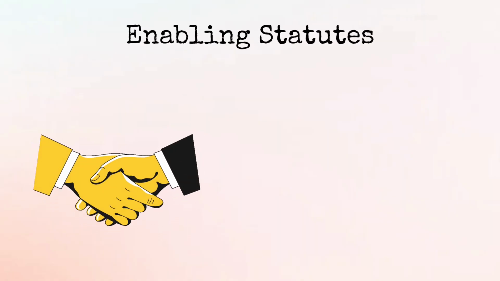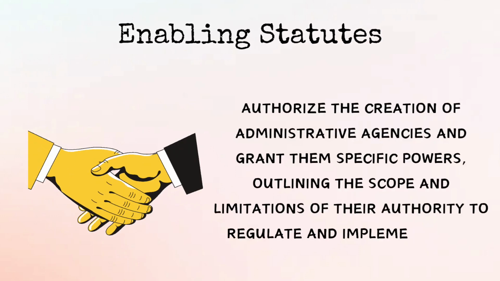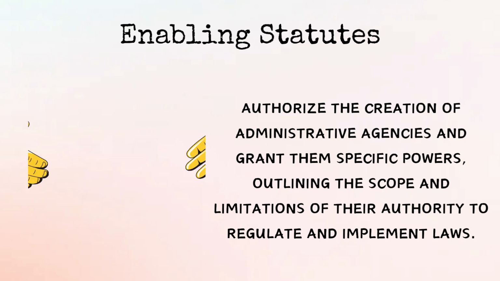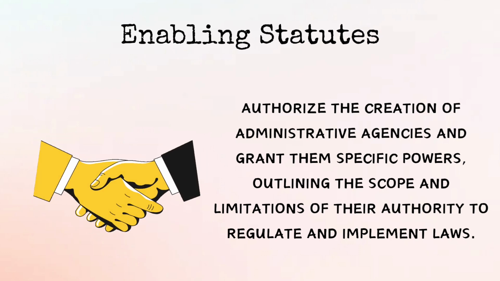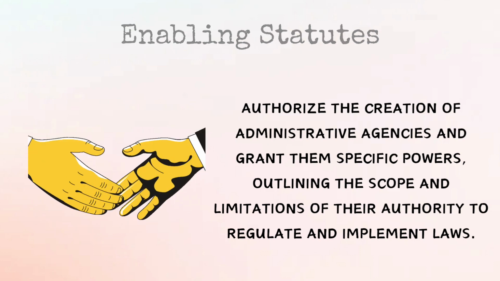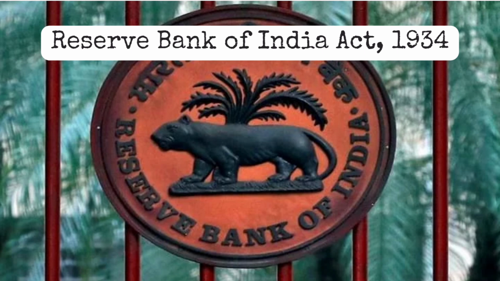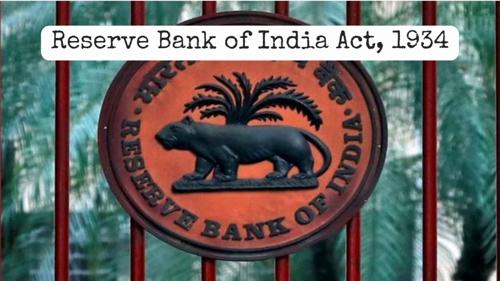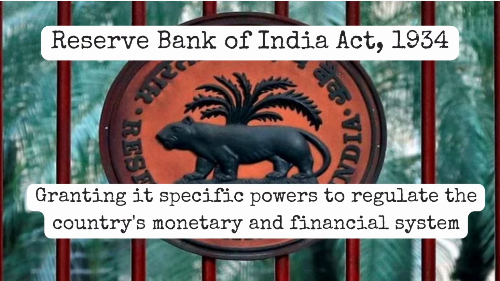Enabling statutes. Enabling statutes authorize the creation of administrative agencies and grant them specific powers, outlining the scope and limitations of their authority to regulate and implement laws. Example, the Reserve Bank of India Act 1934 is an enabling statute that authorizes the establishment and functioning of the Reserve Bank of India, granting it specific powers to regulate the country's monetary and financial system.